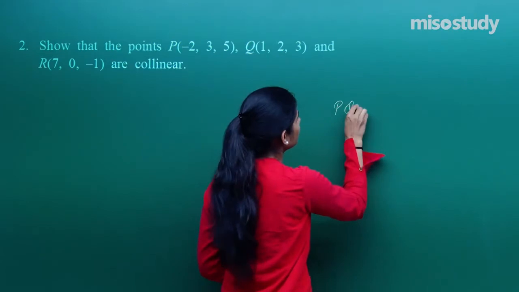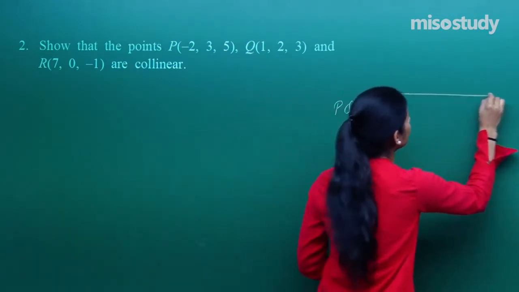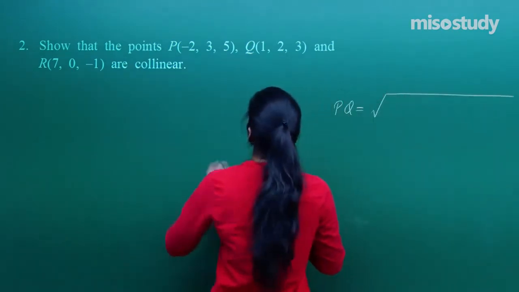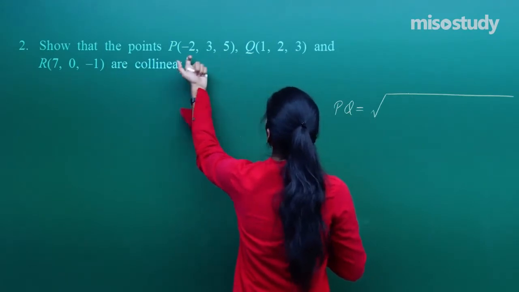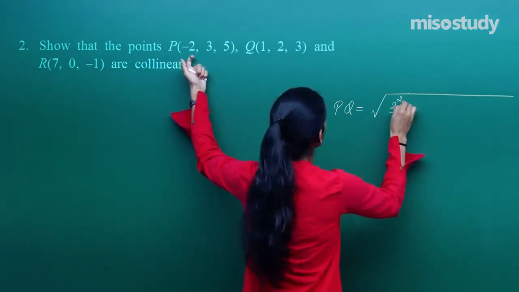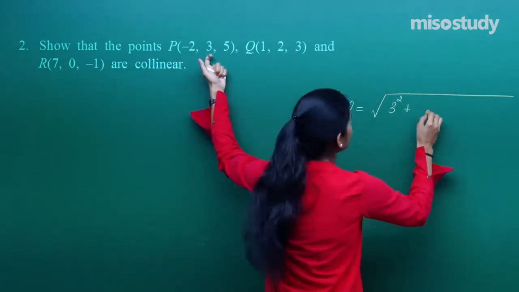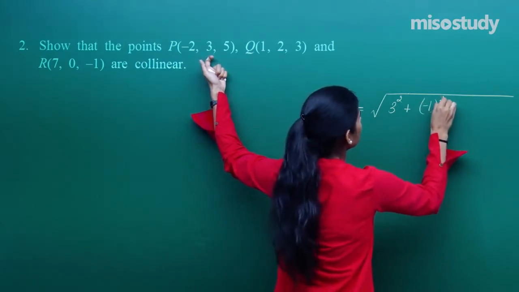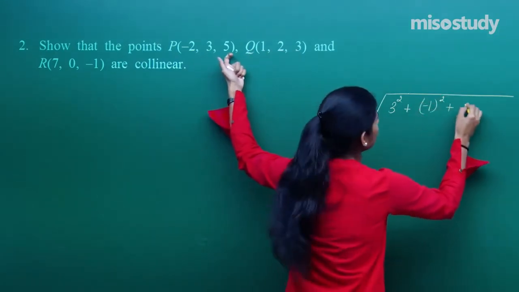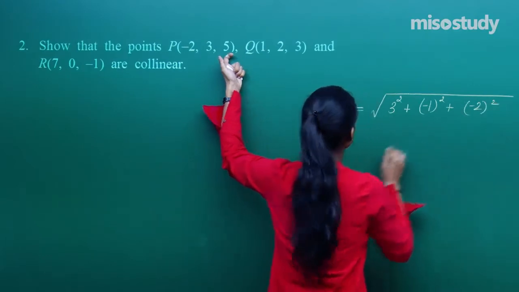Let's talk about PQ. What is the distance between P and Q? It would be the length of the line segment PQ. It is 1 minus minus 2 whole square plus 2 minus 3 whole square plus 3 minus 5 whole square.